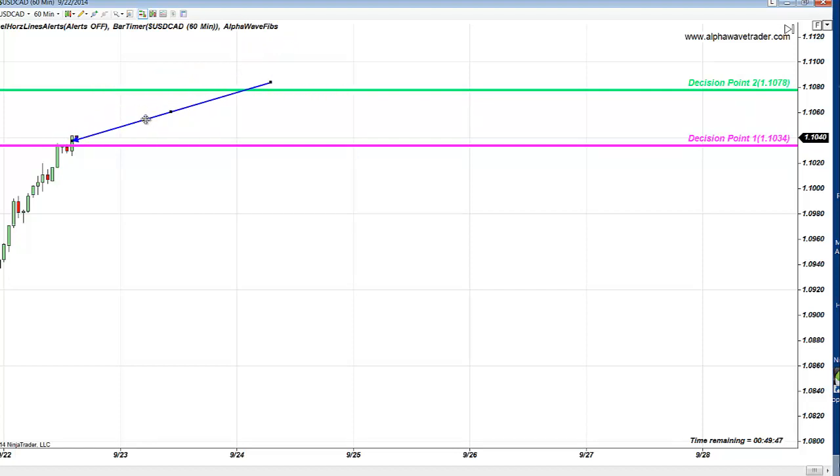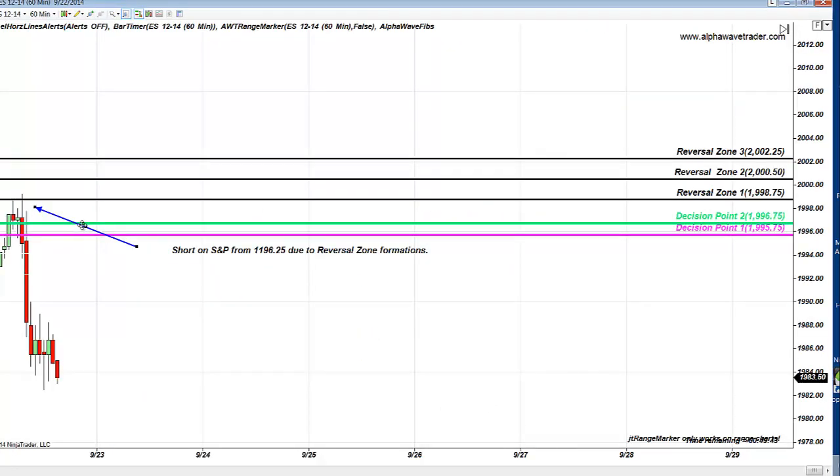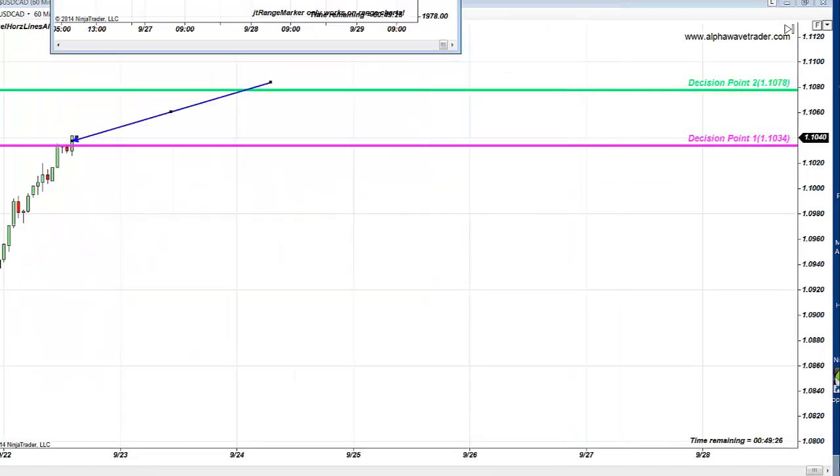CAD staged a spectacular rally. If you know the rules, you took a short on S&P because you understand what it means when the words say reversal zone: monitor for short, do not buy too late. Make sense? That's what we've been discussing the entire webinar.